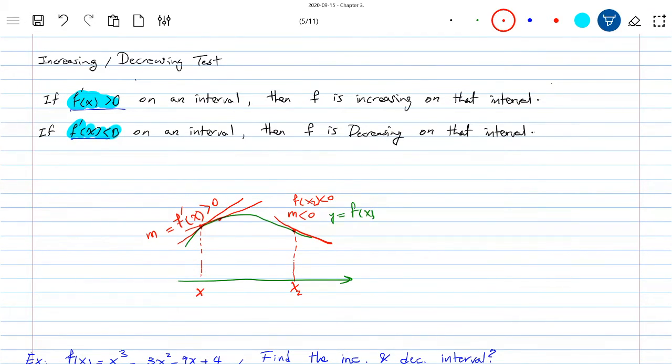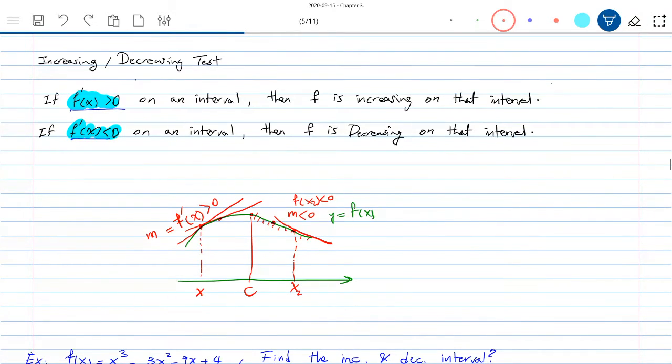This is referring to the fact that on the right side of whatever this point c is, you have a decreasing function, meaning the slope of the tangent line at any point on this graph would be negative, because the slope of the tangent line is the same as the derivative at that point. So the derivative would be negative, which means the function would be decreasing. On the other side, if the function is increasing, the slope would be positive.